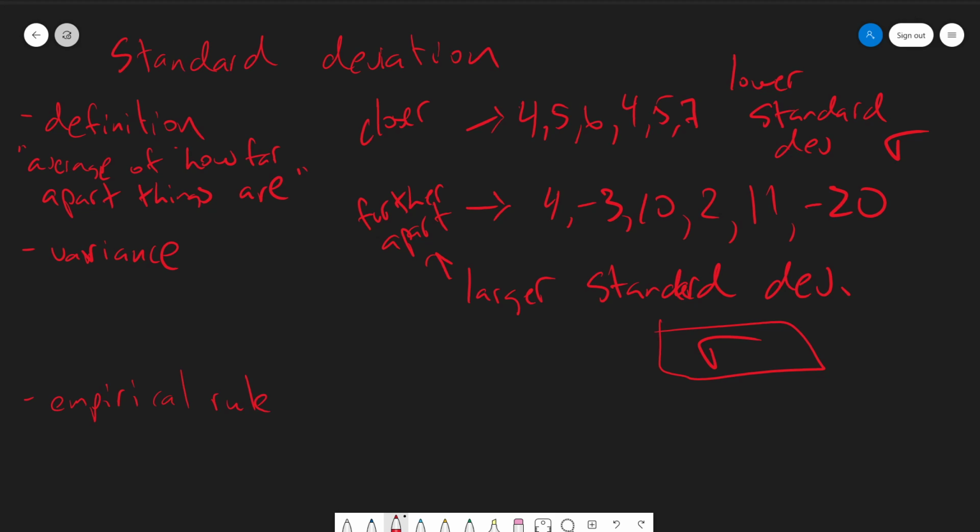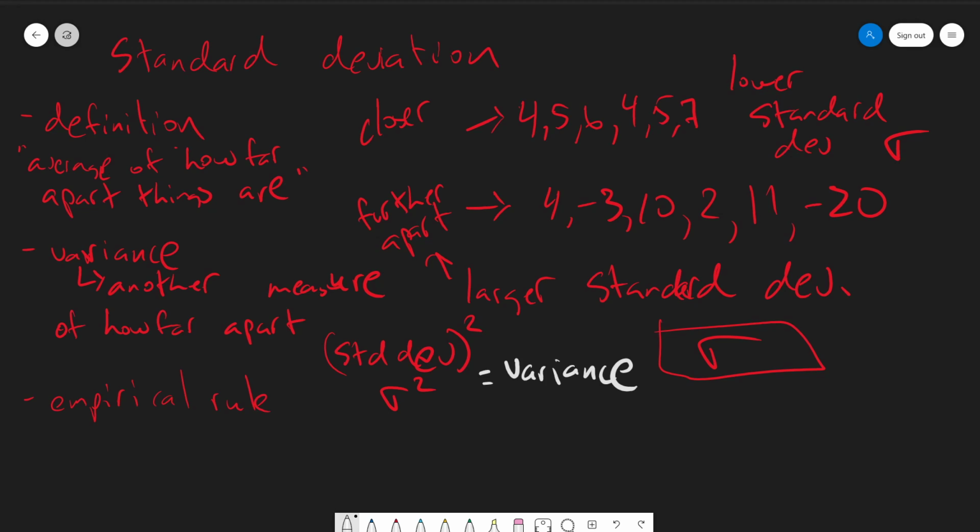The variance is another measure of how far apart things are. And that's just when you take your standard deviation and you take it to the power of 2. This is your variance.